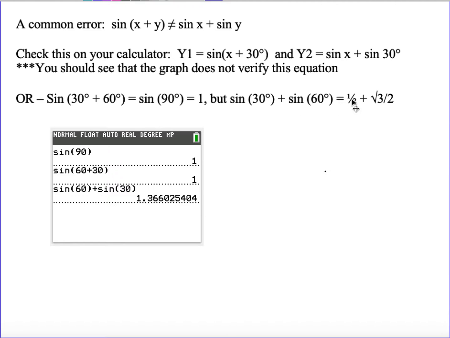I have an example typed out here, and then you can see the answers my calculator gave me. The sine of 90 is 1. I could say that 90 degrees is the same as 30 plus 60. If I typed in the sine of 30 plus 60, as you see here, I also get 1. But if I try to distribute the sine through and type in the sine of 60 plus the sine of 30, it is not equal to what we had when we were adding the 60 and the 30 inside the parentheses. So moral of the story, distribution does not work unless you're distributing a constant. And so we need another method to simplify these expressions.